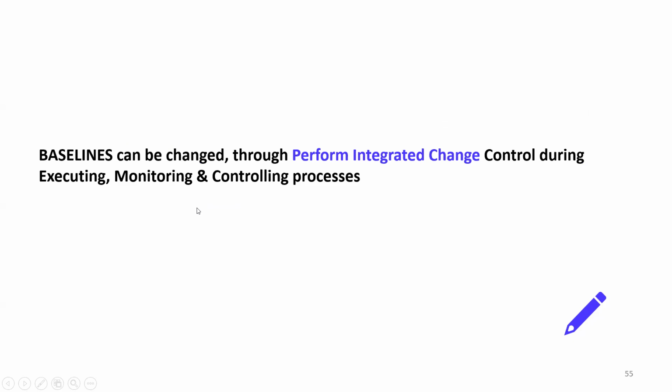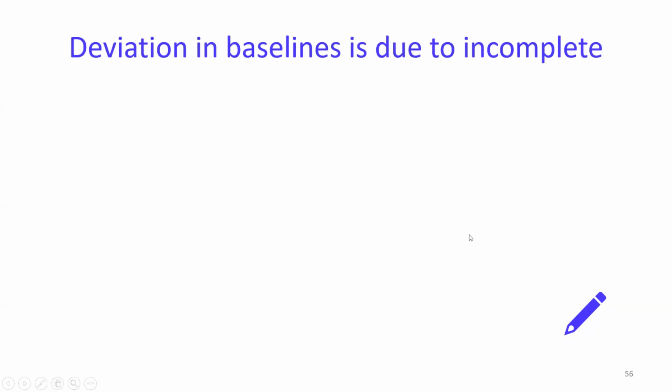Baselines can be changed through perform integrated change control, because you have to communicate with the stakeholders. If you want to change the baselines, then you do the process of perform integrated change control during the executing and monitoring and controlling processes. Very important concept for your PMP examination. When can you change a baseline? Only through the perform integrated change control process. When do baselines not get changed? With corrective actions, preventive actions, and defect repairs. Remember the subtle differences. I'll put the pencil mark over here so that you make a note of these things.